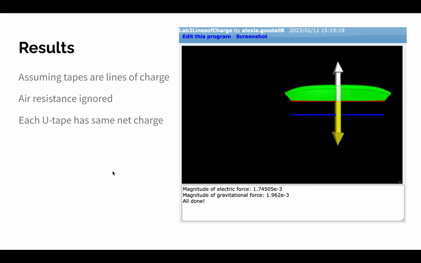Here are the results of the lab, and the assumptions that we can make are that we are assuming there are lines of charge instead of point charges, and that the charge along these tapes is evenly distributed. Air resistance is ignored, it's not really that important in this experiment, and we say that each tape has the same net charge, in which we can see that these two would cancel each other. The magnitude of the electric force is very similar to that of the gravitational force.